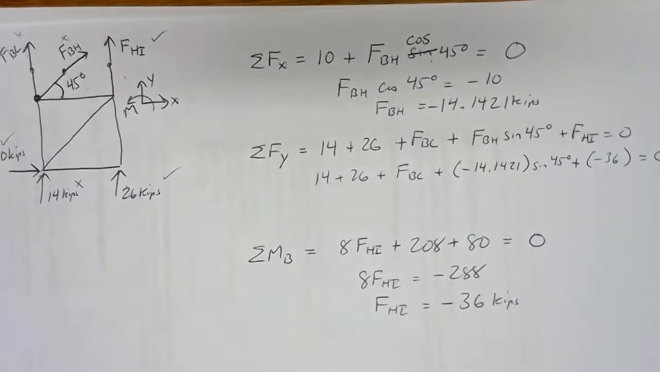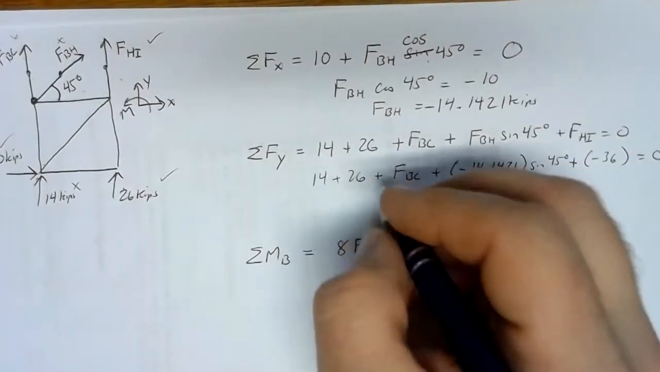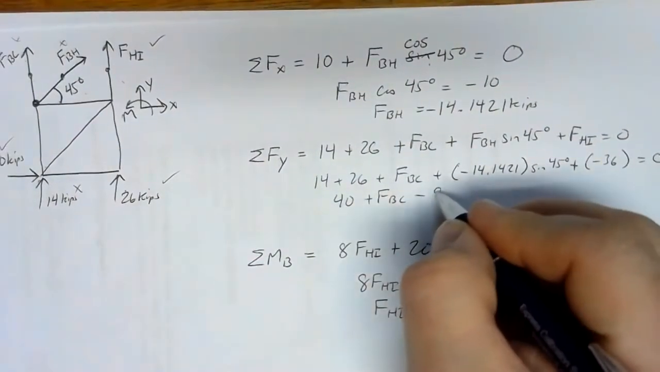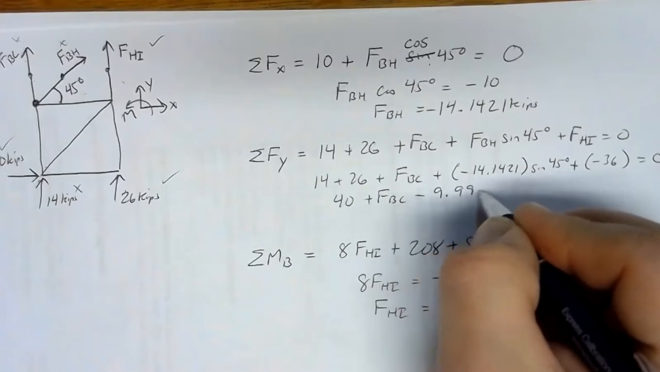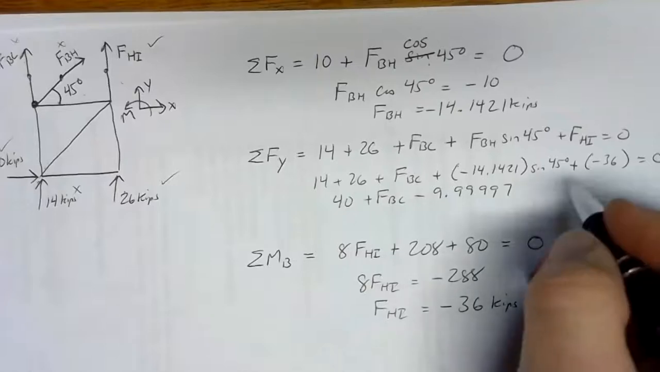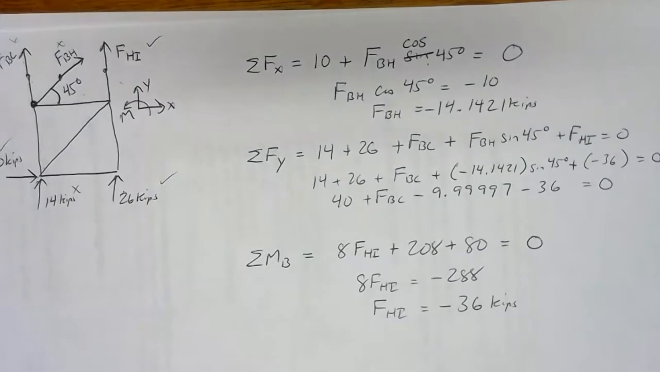So we've got 14.1421 times the sine of 45. That's equal to 9.99997. So we have 14 plus 26 is 40, plus FBC, minus 9.99997 to 6 sig figs, minus 36. That equals 0.